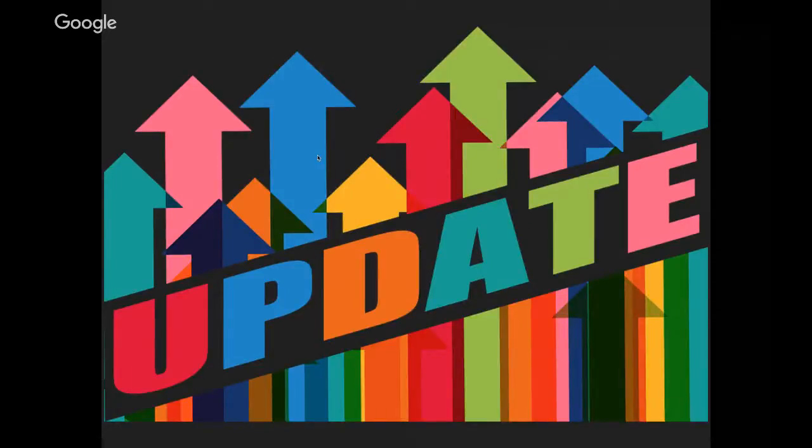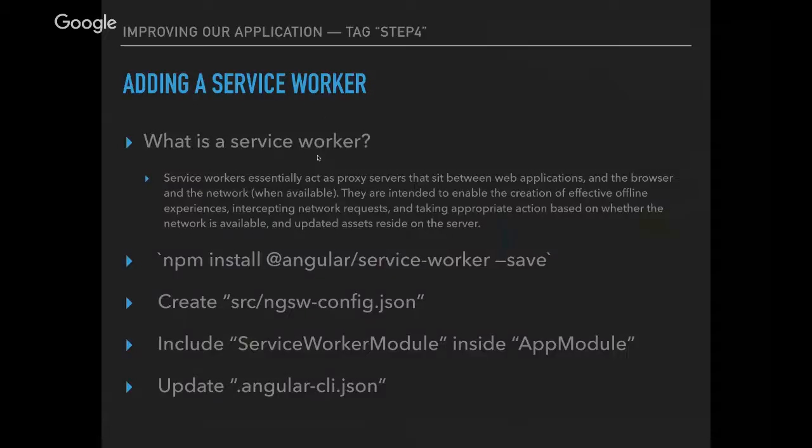So now we're going to update. We're actually going to add a service worker. So what is a service worker? A service worker, I think this is from the W3C standards too, basically acts as a proxy server that sits in between your web application, the browser, and the network when you have a network available. So basically it enables the creation of effective offline experiences, intercepts network requests, taking the appropriate action based on whether the network's available, and it updates the assets that reside on the server.